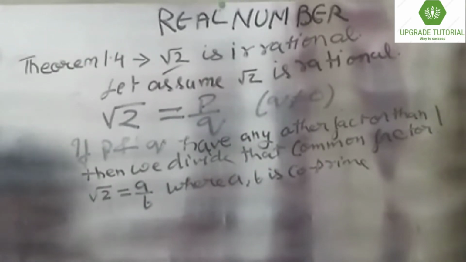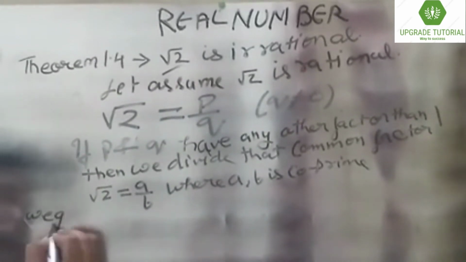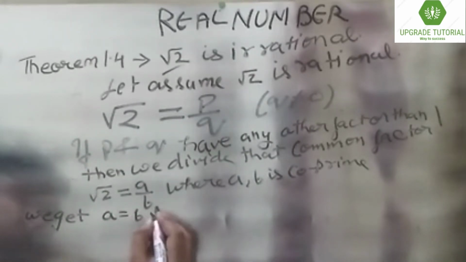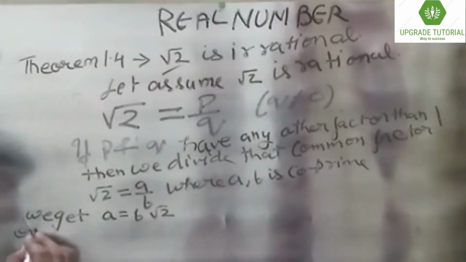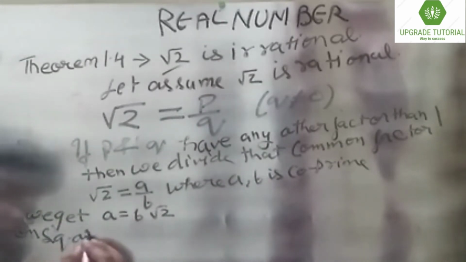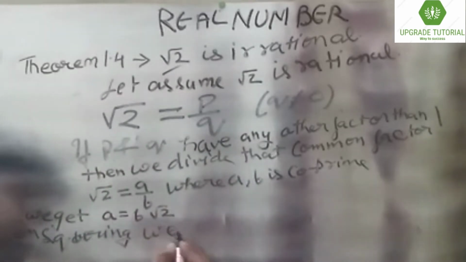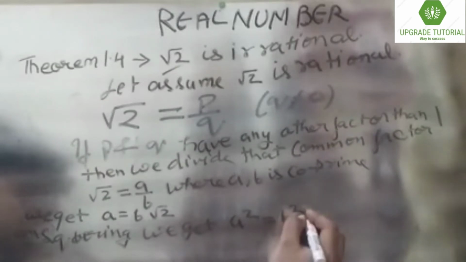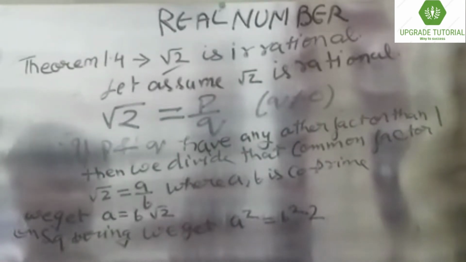So proceeding with this, we get a is equal to b root 2. On squaring, we get a square is equal to 2b square.